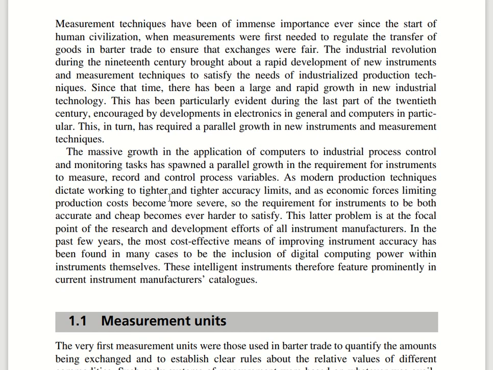So the massive growth in the application of computers to industrial process control and monitoring tasks has spawned a parallel growth in the requirement for instruments to measure. Not only measurement, but recording the control process variables as well, right? And as modern production techniques dictate working to tighter and tighter accuracy limits, and as economic forces limiting production cost become more severe, the requirement for instruments to be both accurate and cheap becomes ever harder to satisfy, which is actually a problem.